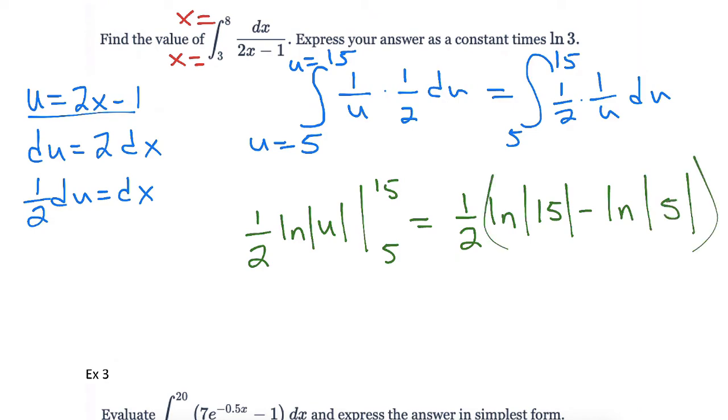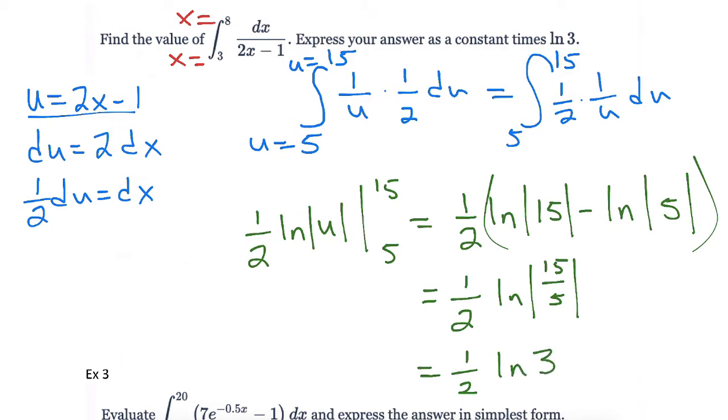And the 1/2 is really on the outside because that's a constant that needs to be applied to everything. Now, if you look at this particular thing, it says express your answer as a constant times the natural log of 3. The reason is, if you remember from simplifying logs, we could write this as 15 divided by 5, which is 1/2 the natural log of 3. And that's our answer.